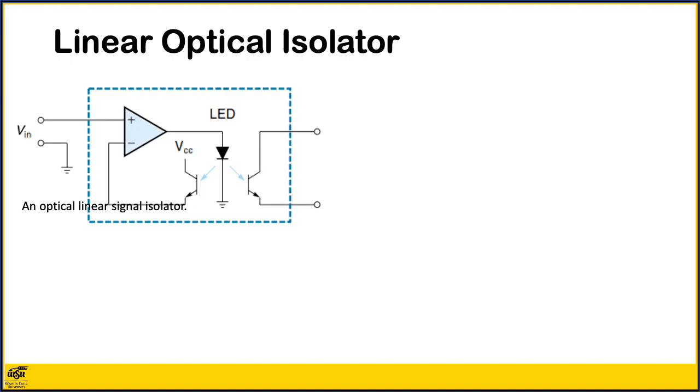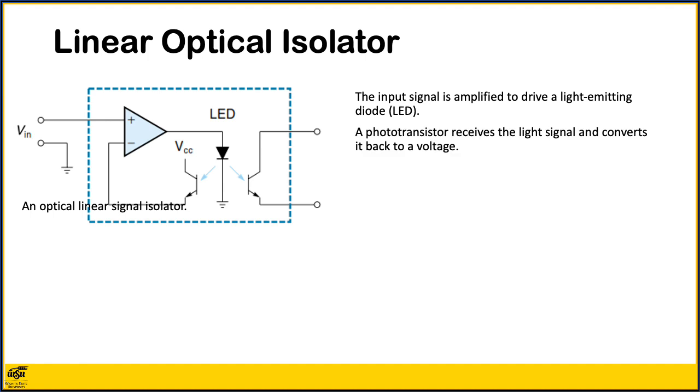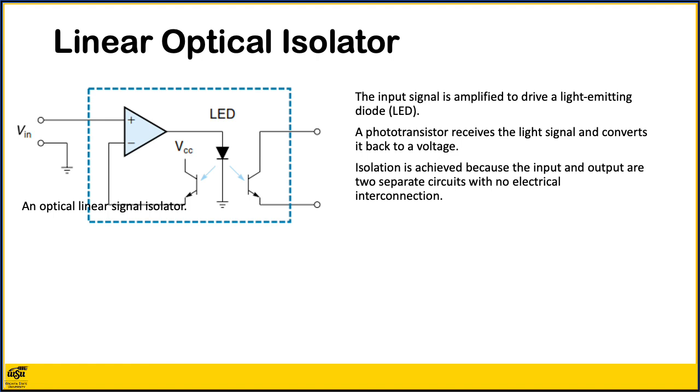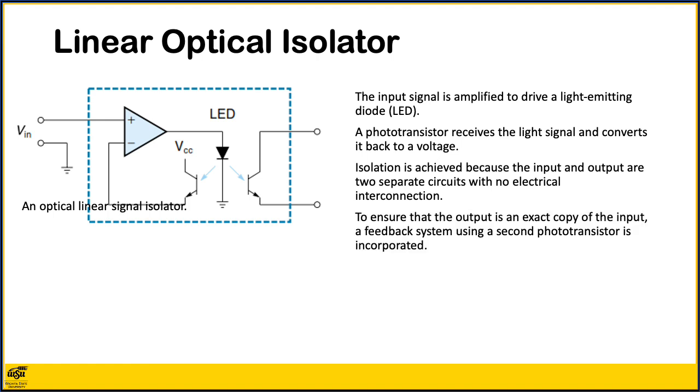Linear optical isolator. The input signal is amplified to drive a light-emitting diode, or LED. A phototransistor receives the light signal and converts it back to a voltage. Isolation is achieved because the input and output are two separate circuits with no electrical connection. To ensure that the output is an exact copy of the input, a feedback system using a second phototransistor is incorporated.